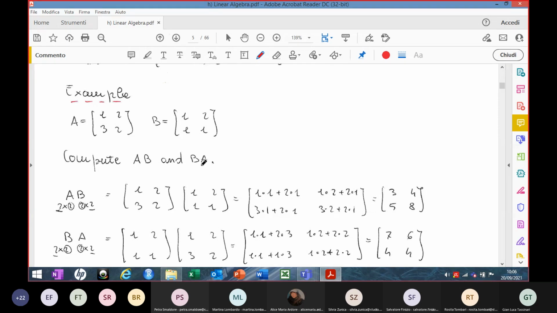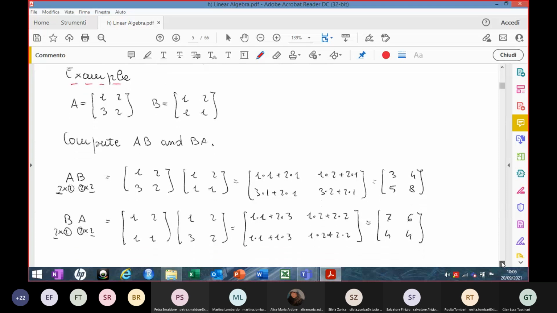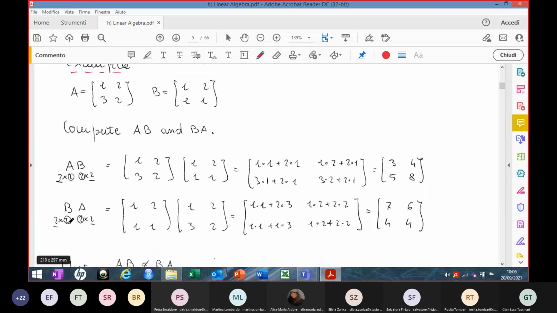Is the product B times A feasible? Yes. And the result, look, why is it feasible? Because B is a matrix of dimension 2 times 2, A is a matrix of dimension 2 times 2. These 2 and these 2 are equal. And the result is a matrix of order 2.